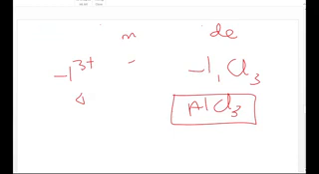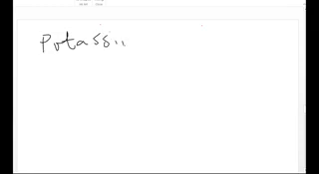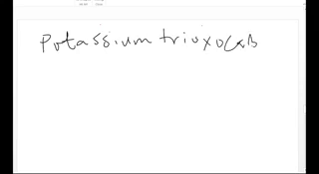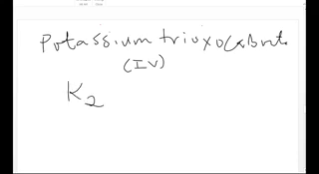Yes, sir. Now, can you write the chemical formula of potassium trioxocarbonate(IV)? Potassium trioxocarbonate(IV). K2, CO3. Very correct. K2CO3. Very correct. Potassium trioxocarbonate(IV).